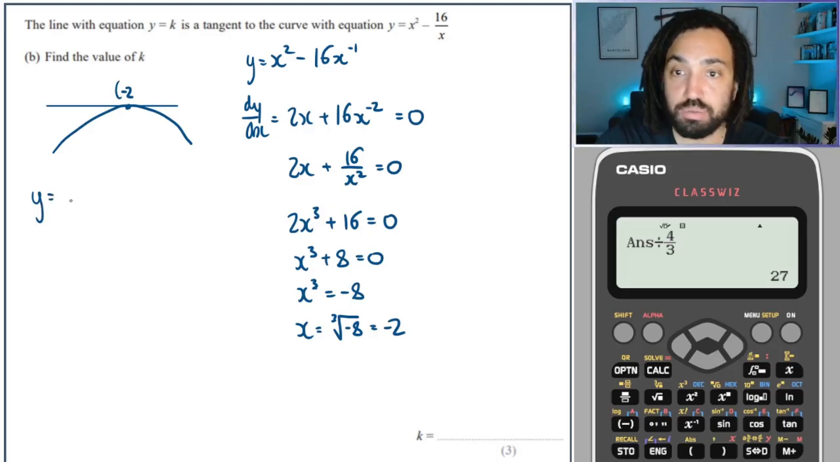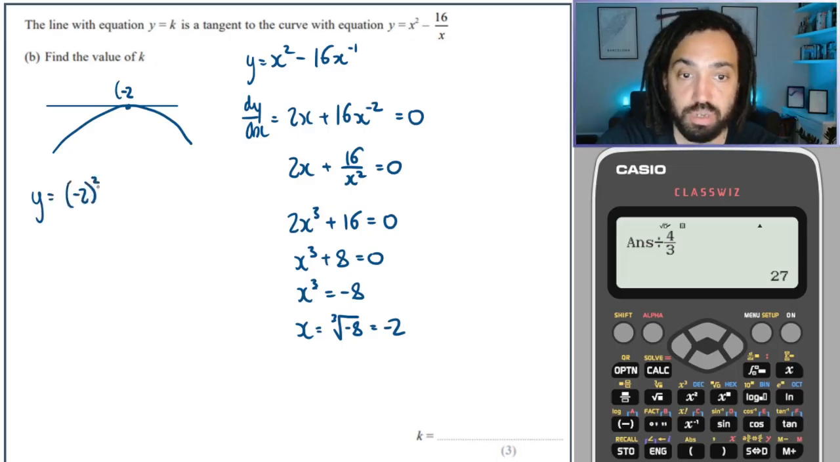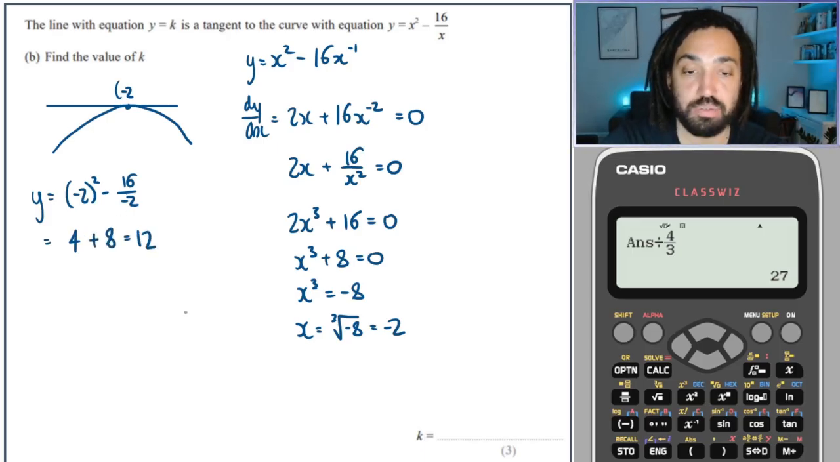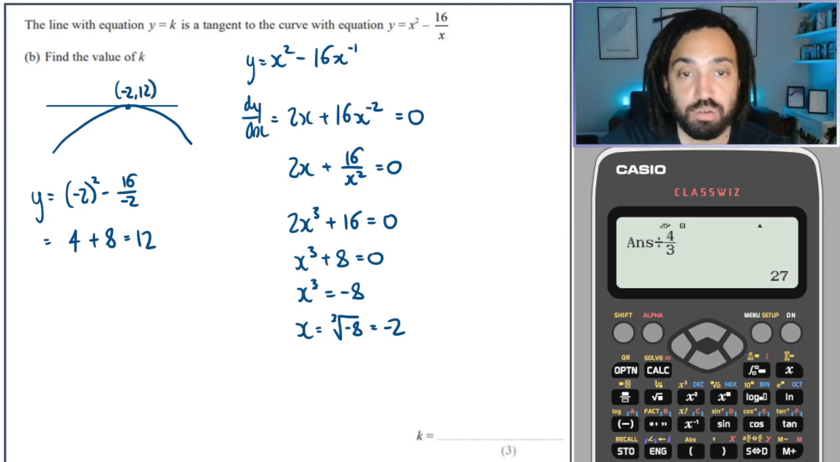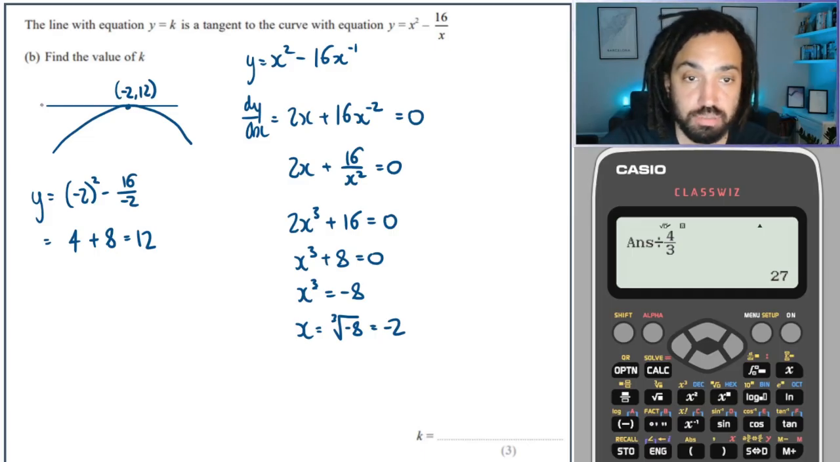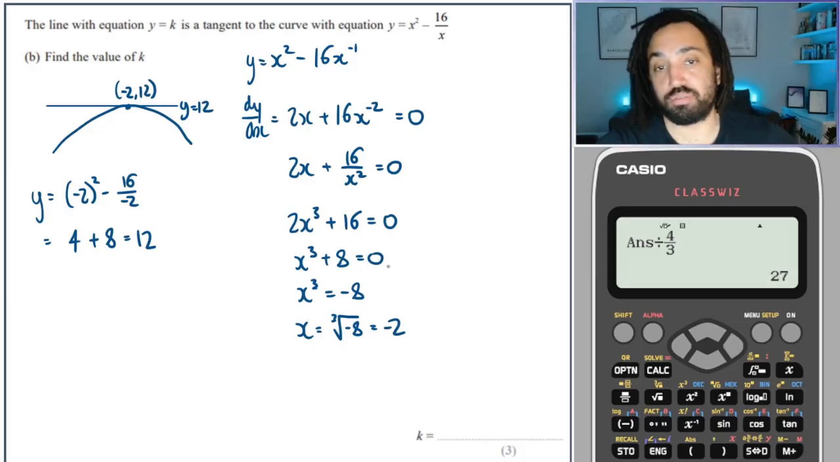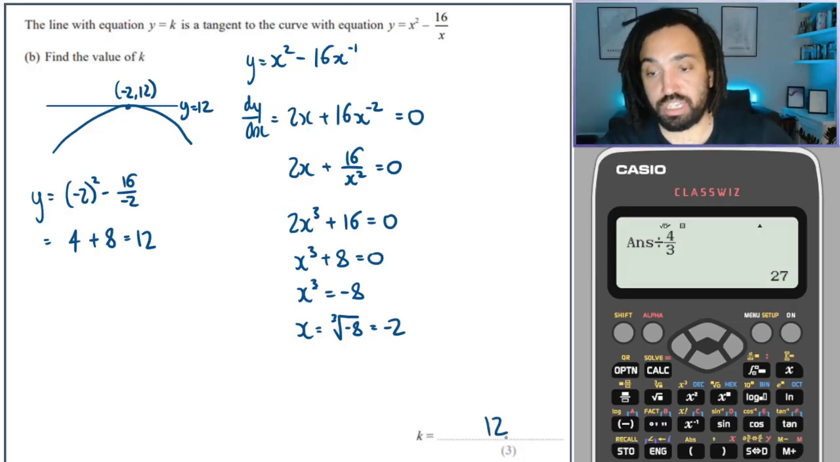So y is equal to minus 2 squared minus 16 over minus 2. Minus 2 squared is 4. The two minuses here will cancel out to make a plus, and 16 over 2 is 8. So that means it's equal to 12. So this coordinate is minus 2, 12. So the line which cuts across must be y equals 12, because it goes through the y coordinate of 12. Bosh, so k is 12.